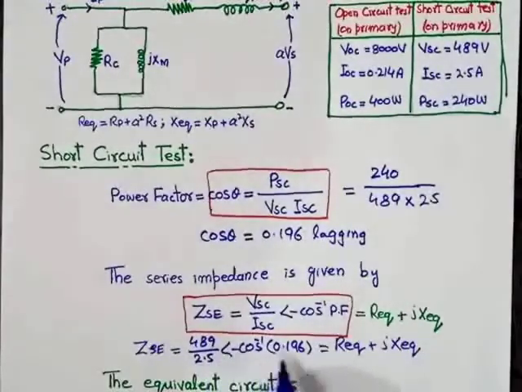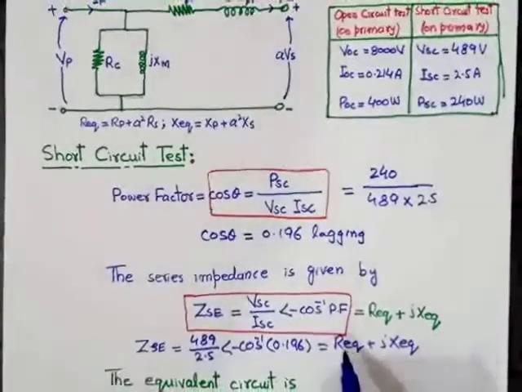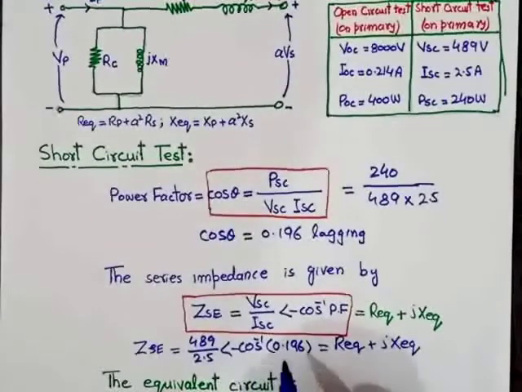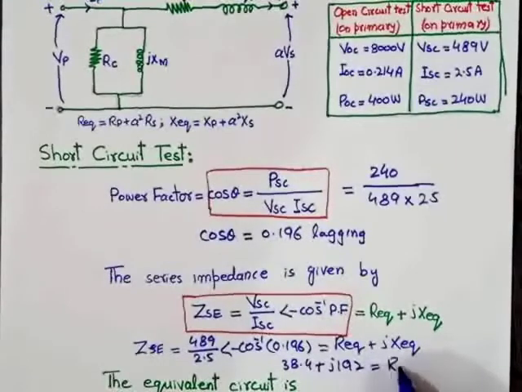So this is the polar form. First of all, we will convert this polar form into rectangular form. Then we will compare real part with the real part and imaginary part with the imaginary part. So after converting this polar form into rectangular form, we get 38.4 plus j192 is equal to R equivalent plus j X equivalent.